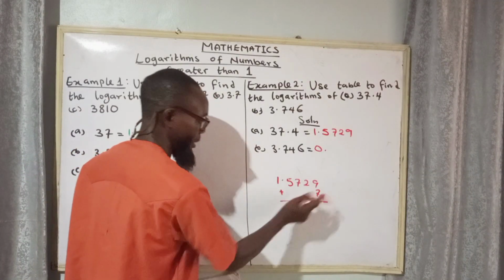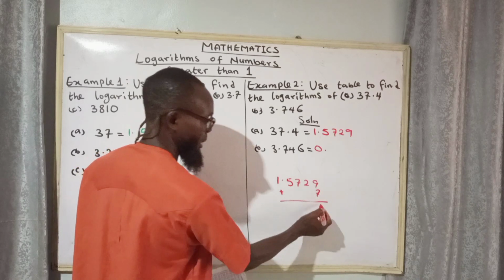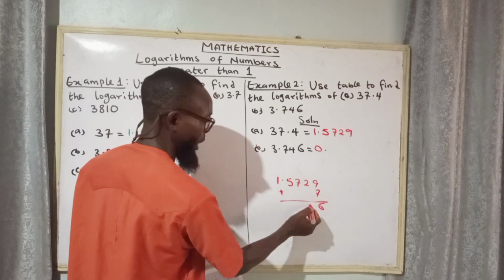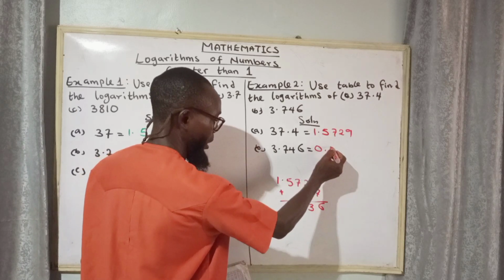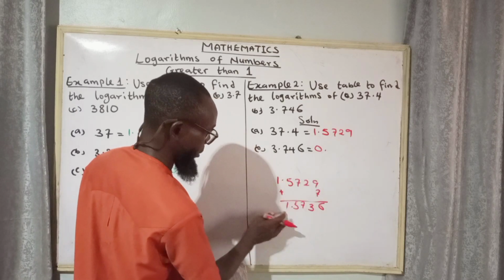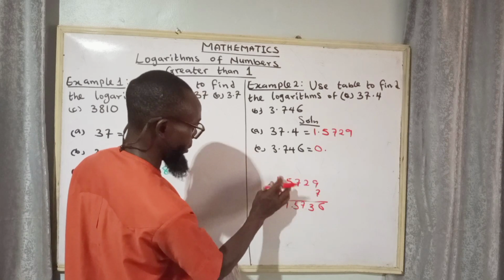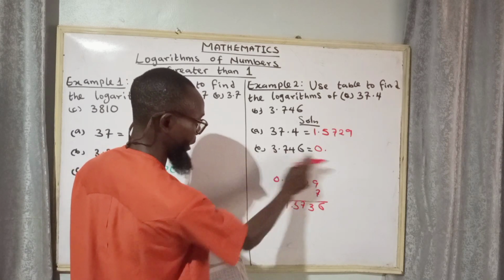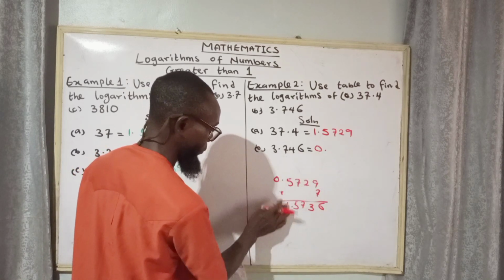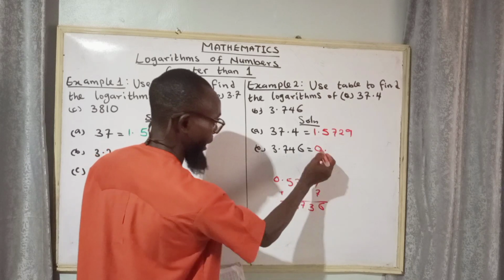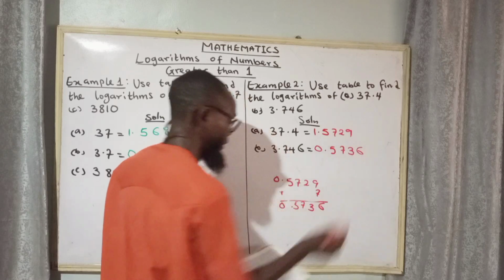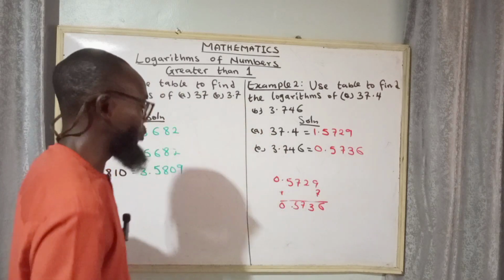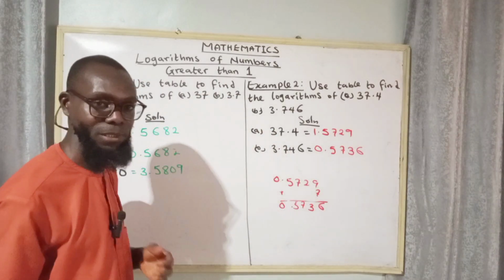9 plus 7 we have 16. 6 carry 1. 1 plus 2 we have 3. So I'm going to have, this is 0 points, so I'm going to have 0 points again. 5, 7, 3, 6. Now, this is how to check the logarithm of numbers.